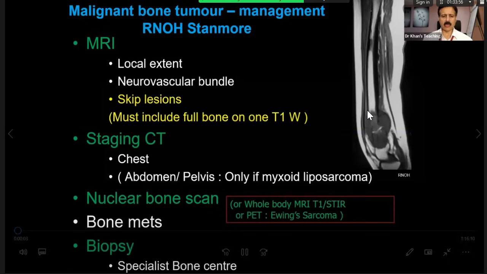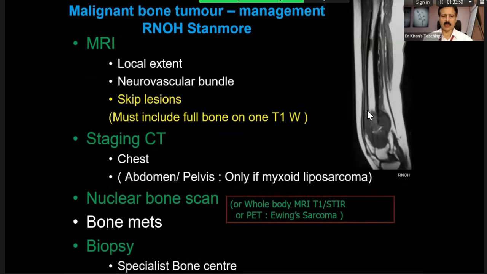Just a recap quickly that these are all viva questions, and that for local staging you will do an MR if there is a tumor, and one viva question is that you will do at least one sequence in which the whole bone is covered. For example, if there is a tumor in the distal end of femur, you have to do one sequence covering the whole length of the femur till the hip joint. And the rationale is to pick up any skip lesions.